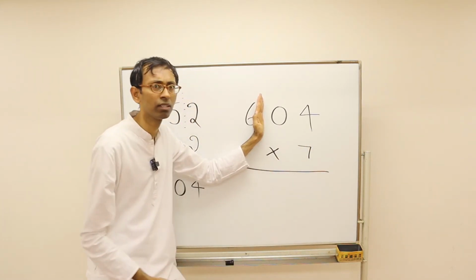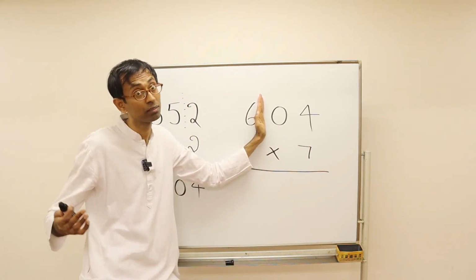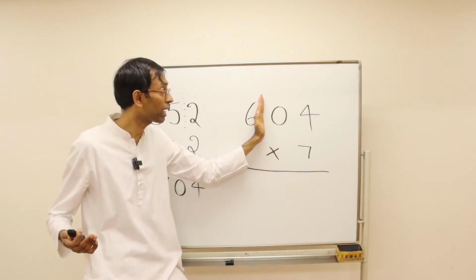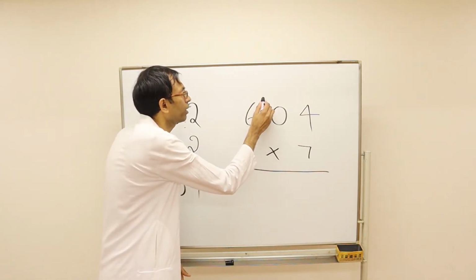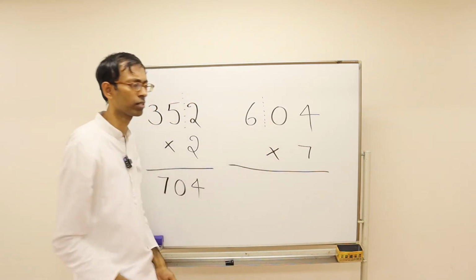4 times 7 is 28. Okay, the answer is also 2 digits. That means there is no carry here. Okay, we can split the problem here.